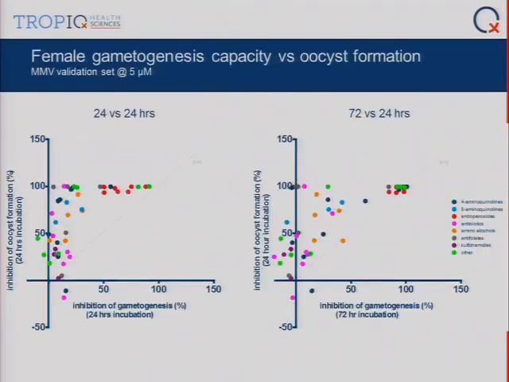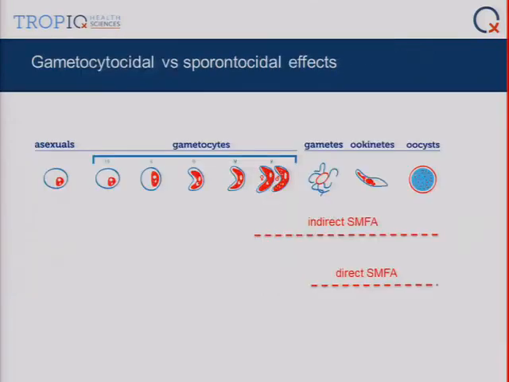So part of the discrepancies that we see, so compounds that are not seen in the gametogenesis assay but that do inhibit oocyst formation, might be explained by sporontocidal activity of compounds. So when we do the SMFA, we do it in what we call the indirect mode. So we pre-expose gametocytes to a compound, and then the compound remains present in the blood meal, so it's there in the mosquito midgut.